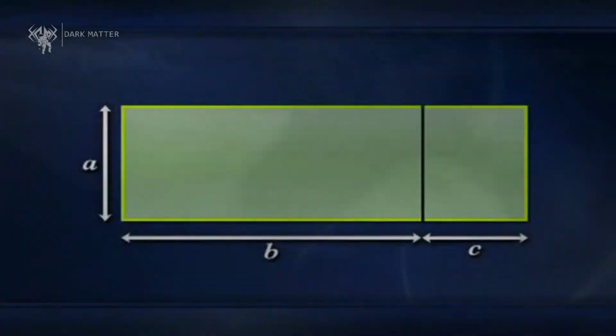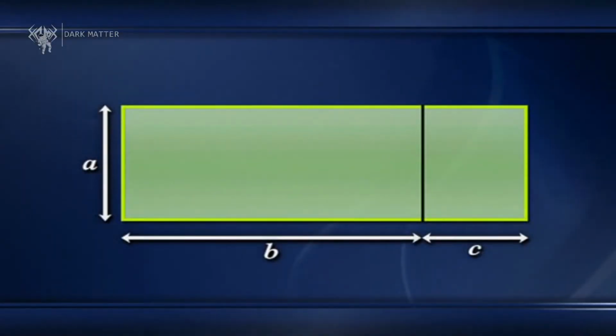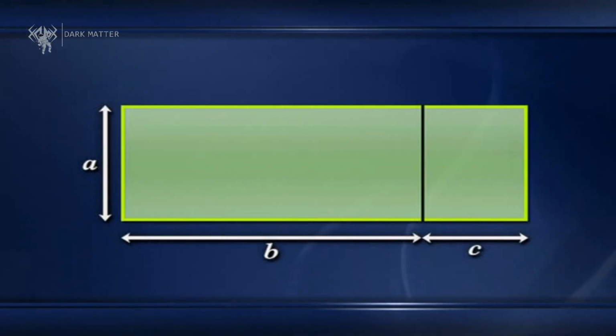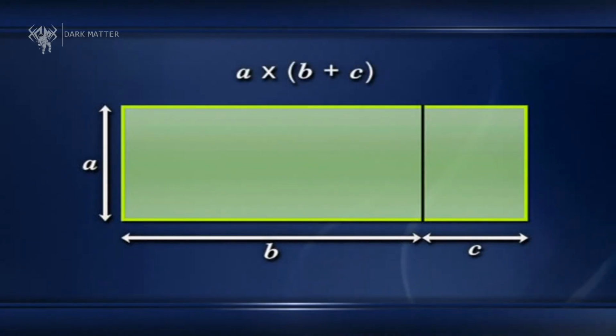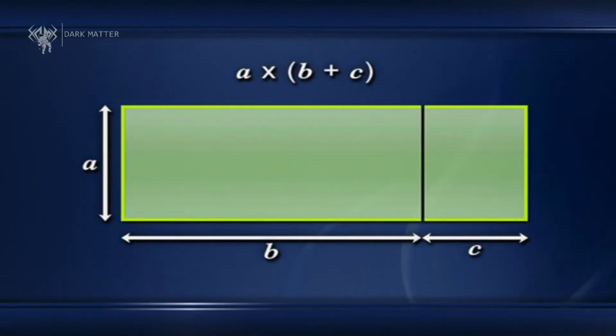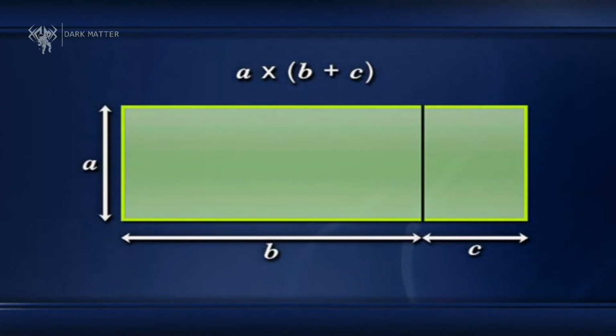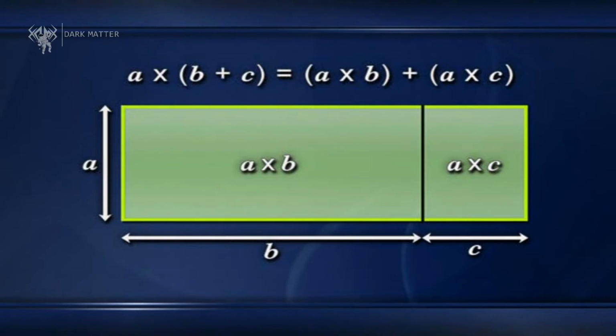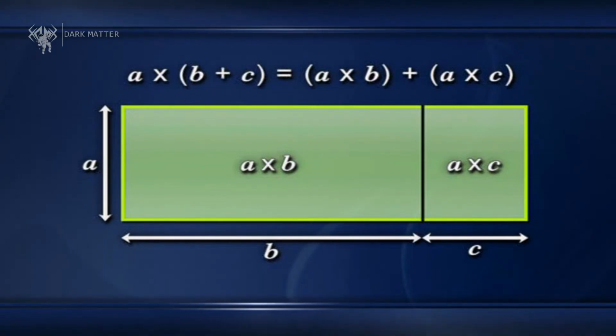Another way to see the distributive law is by drawing a picture. Okay? Look at this rectangle. It has a height of A and a width of B plus C. So what's its area? Well, on the one hand, it's A times B plus C. On the other hand, if we look at the area of one rectangle inside of it, it has area A times B, and the other rectangle inside of it has area A times C, so the total area would be A times B plus A times C.